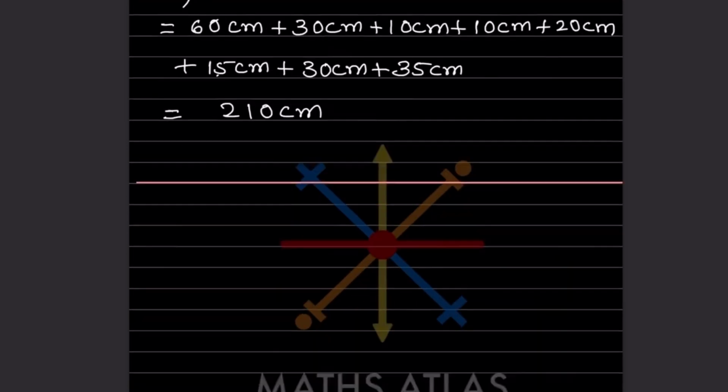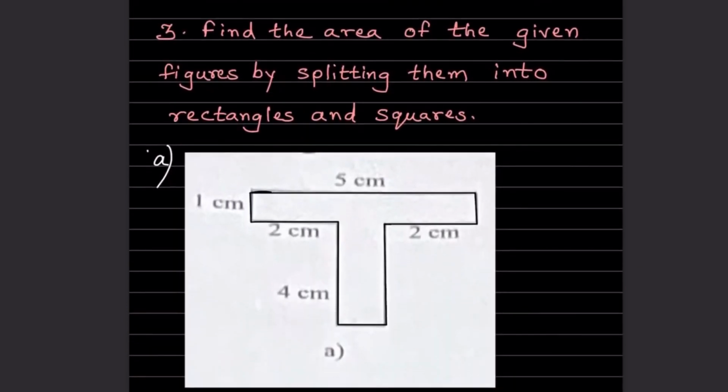Hope you understand. So for the next ones, here they asked for the perimeter, and here they are asked for the area. This is very important: when the diagram is given and they say find the area of the given figure by splitting it into rectangles and squares, there is no hard and fast rule that you have to split it in one particular way, but see that it is done in a proper way. So now what are you going to do?